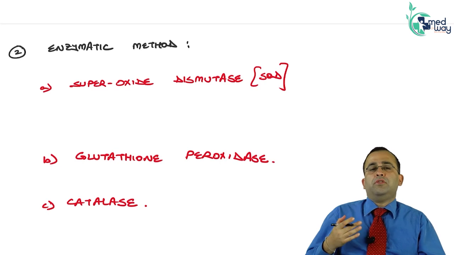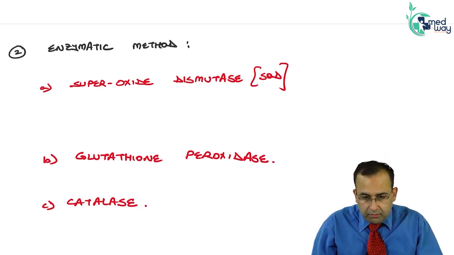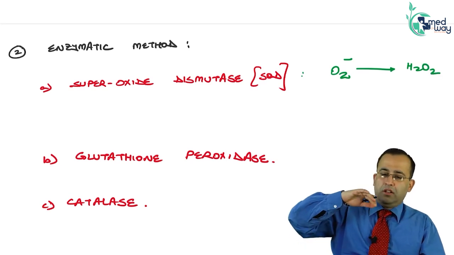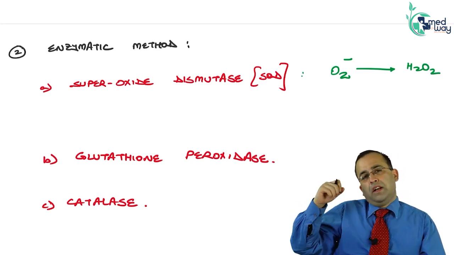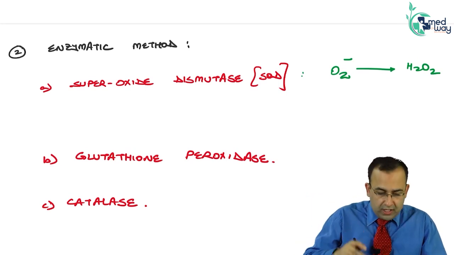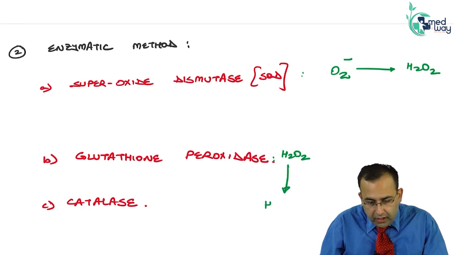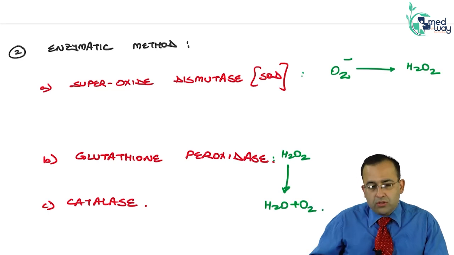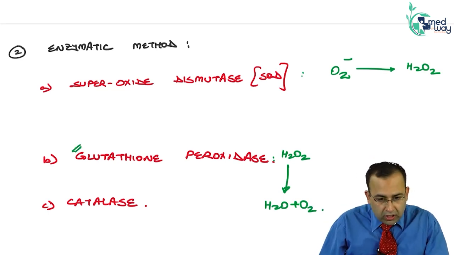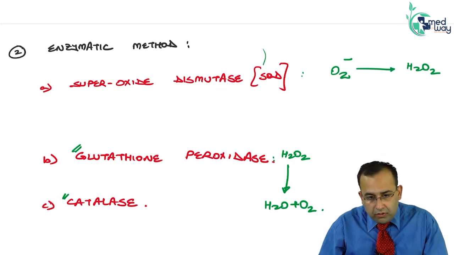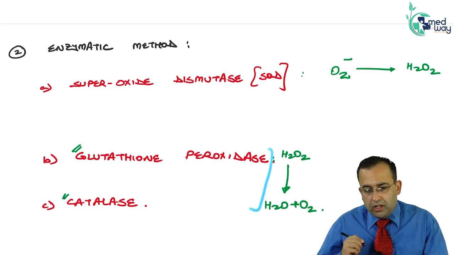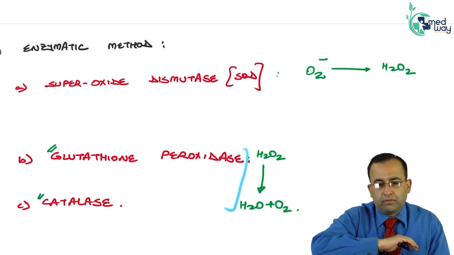Superoxide dismutase, SOD, plays a role in conversion of superoxide anion to H2O2. It converts a free radical, superoxide anion, O2 minus, to H2O2. This hydrogen peroxide, H2O2, is converted to H2O plus O2 by the action of glutathione peroxidase and catalase. Both of these convert H2O2 to H2O plus O2.